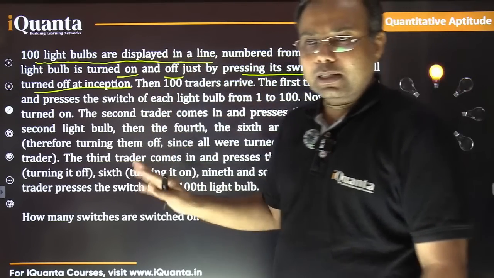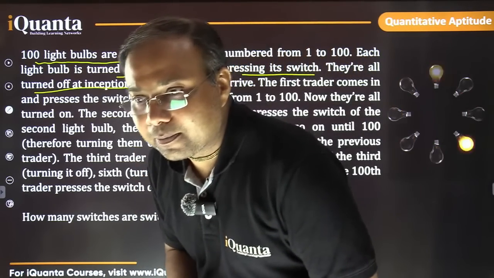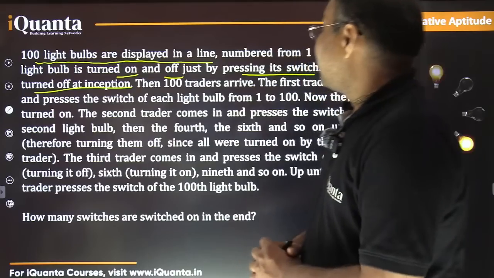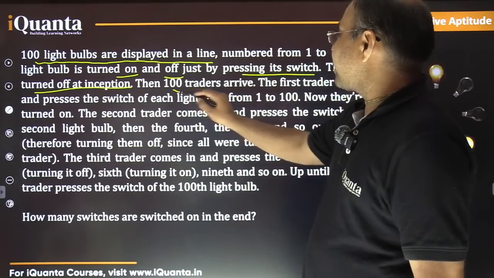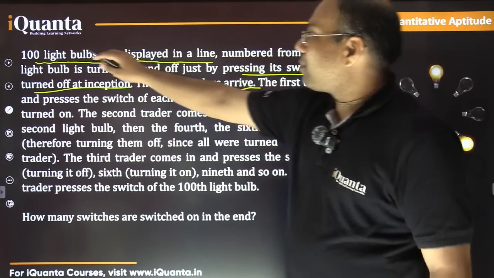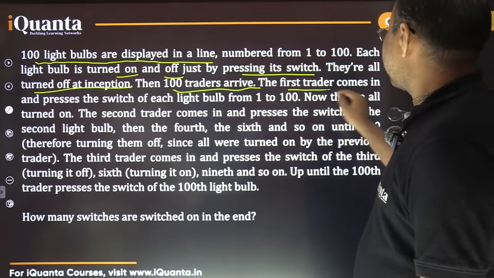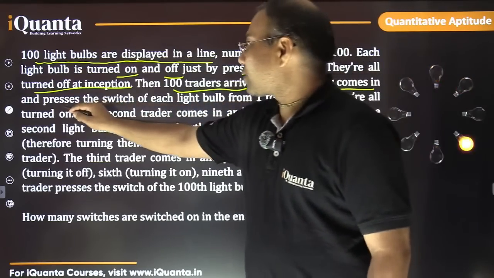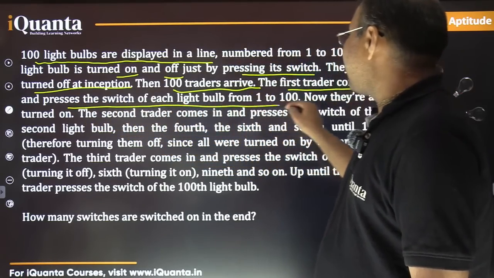Every bulb is in the off position in the beginning. Okay, so now what happens? 100 traders arrive. There were a total of 100 bulbs and 100 traders arrive. The first trader comes in and presses the switch of each light bulb from 1 to 100.